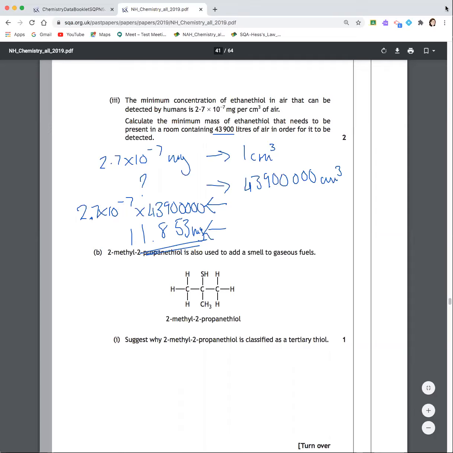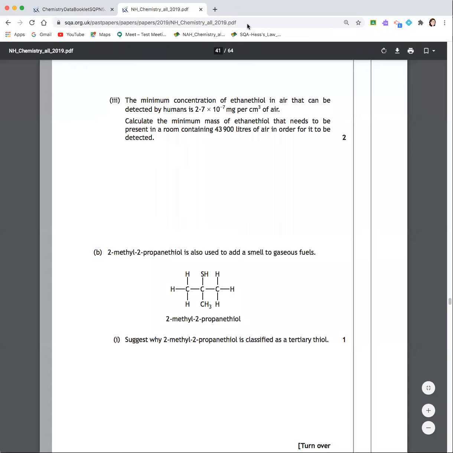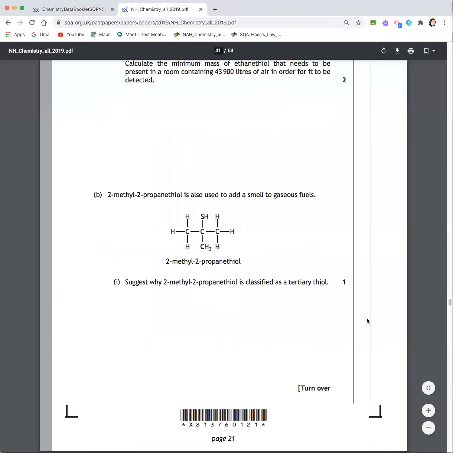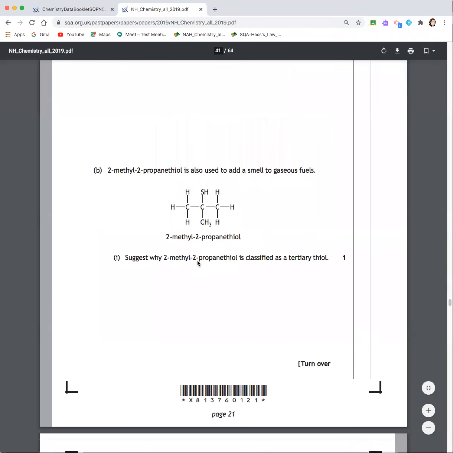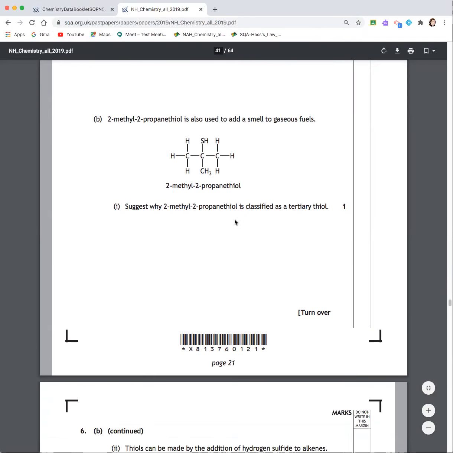Then for part 2, B part 1, suggest why 2-methyl-2-propane-thiol is classified as a tertiary thiol. So this is similar to why something's a tertiary alcohol. If the functional group is attached to a carbon that's attached to 3 other carbons, that makes it tertiary. Okay, so this is a tertiary thiol because the thiol functional group is attached to a carbon that's attached to 3 other carbons.